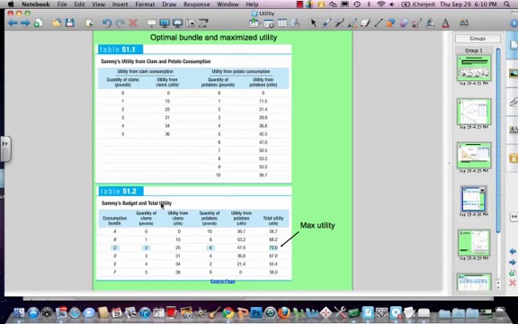Now we have Sammy's budget and total utility. Total utility equals the sum of the utilities of the individual products. So here's utility from clams, here's utility from potatoes, total utility is over here. All we're looking for is the combination of consumption that maximizes utility. You can look at the sums, and go back to this chart if you need a little bit of review on how these numbers came together.